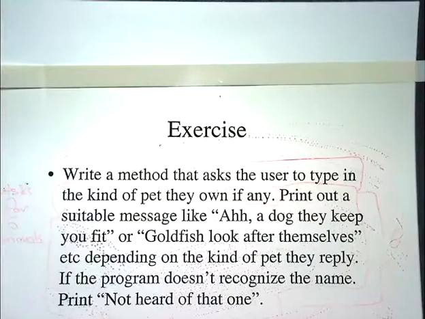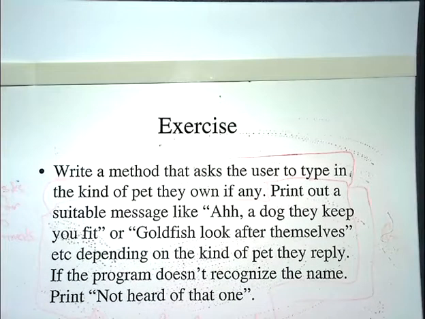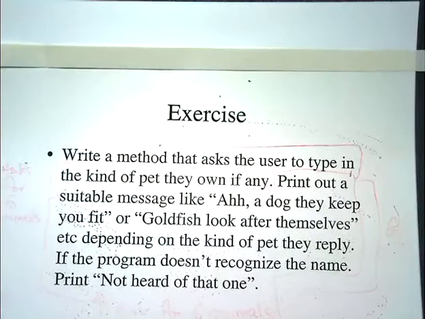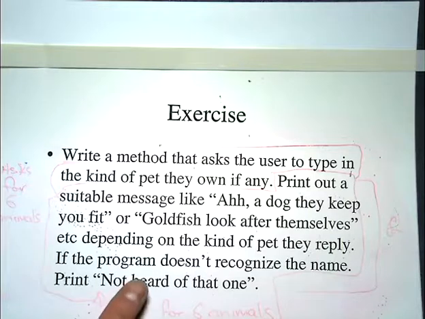Okay, so if you did understand what I've just been talking about, write a little method that does this. What I want is basically something more or less what we've just been looking at, but something that asks the user to type in the name of a pet, whatever pet they own, and then prints out a suitable message depending on what they type. So if they type dog, it prints out one thing. If they type goldfish, it prints out something else. If they type cat, it prints out something else. Don't care really what it prints out, but it's going to do something different depending on what they type.